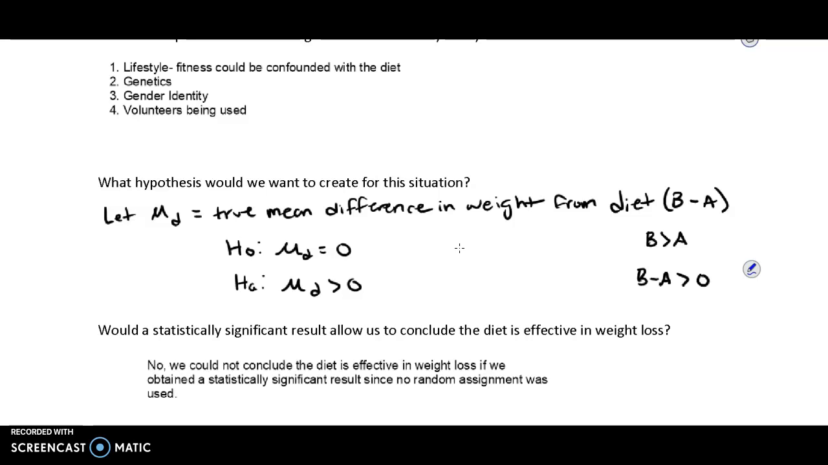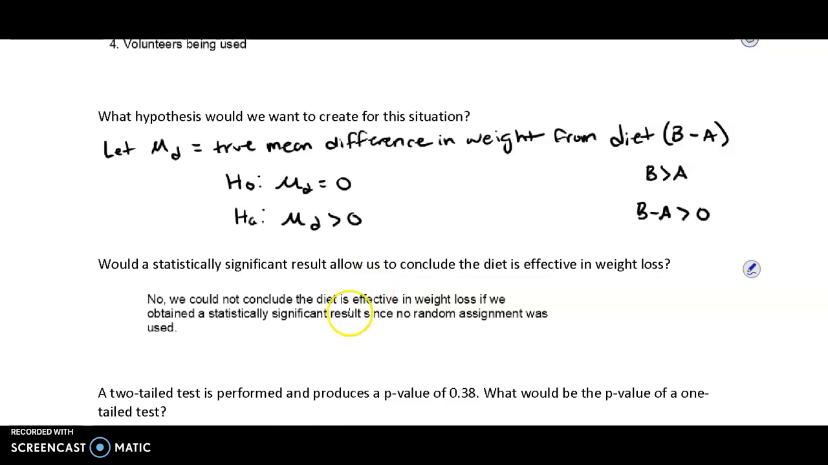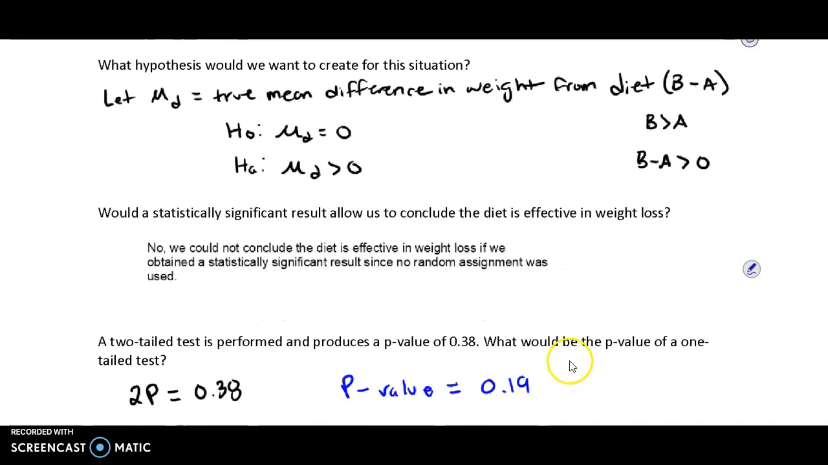But again, if you have a significant result from an observational study or a survey or a sample, no bueno, because correlation does not equal causation. What we need is that random assignment in order to infer cause and effect. Now, a two-tailed test is performed and we get a p-value of 0.38. Now, what would be this p-value if it would have been one-sided?